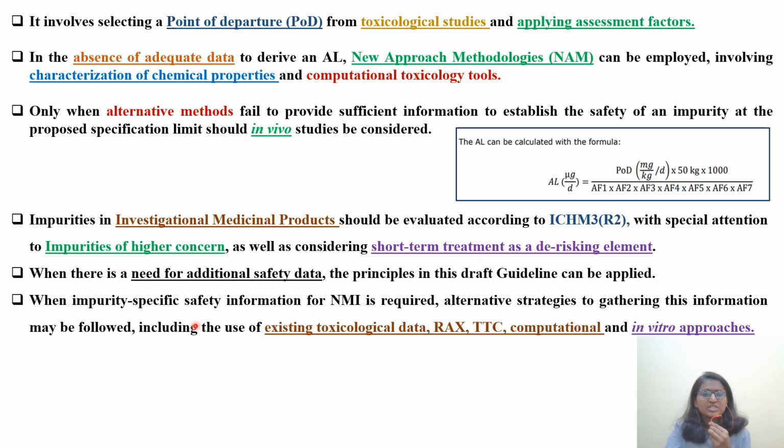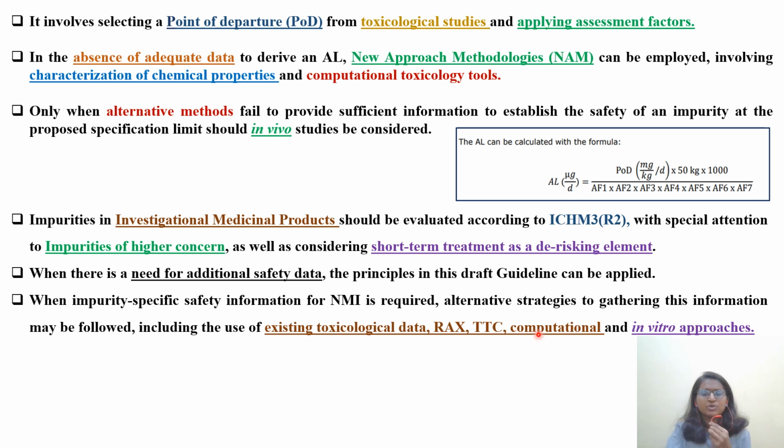When impurity-specific safety information for a non-mutagenic impurity is required, alternative strategies to gather this information may be followed, including the use of existing toxicology data, read-across approach, or TTC, or computational or in vivo approaches. These are all the alternative approaches.